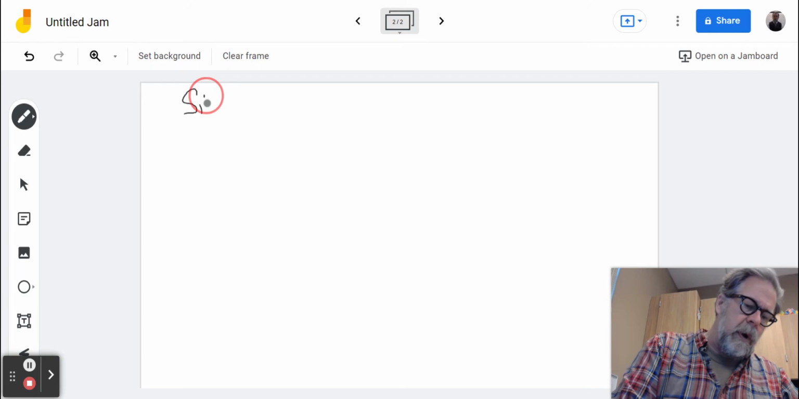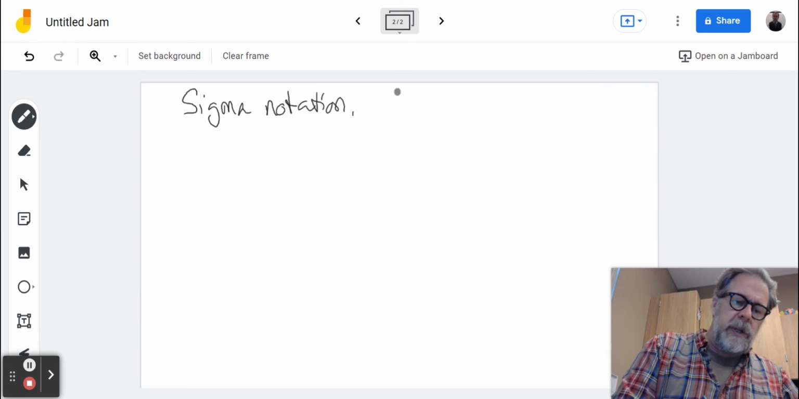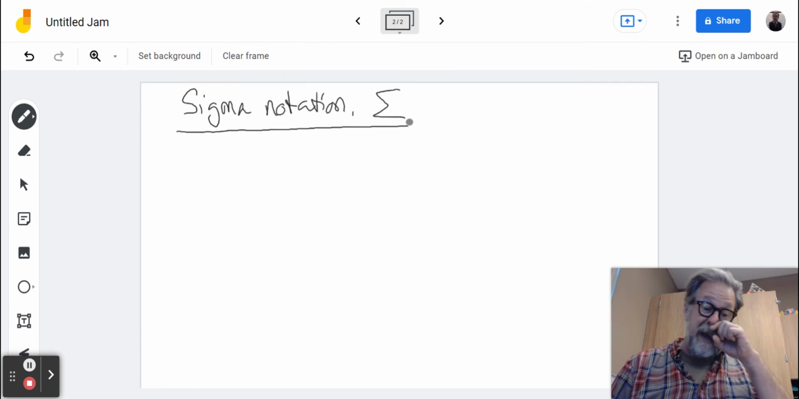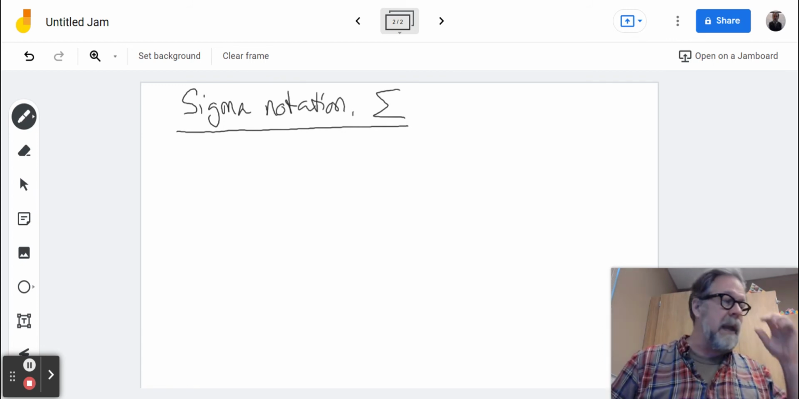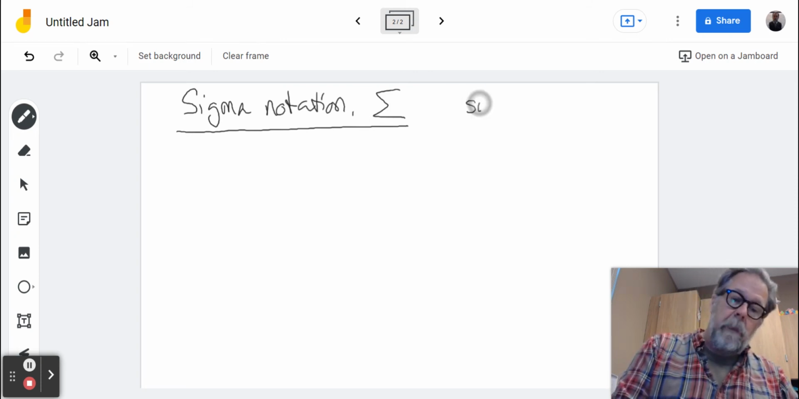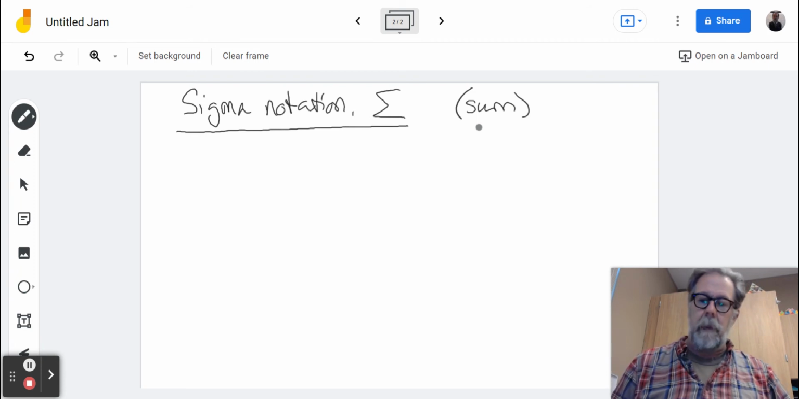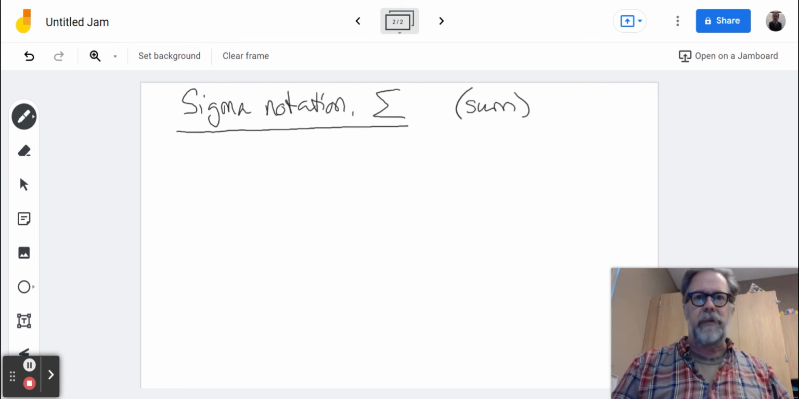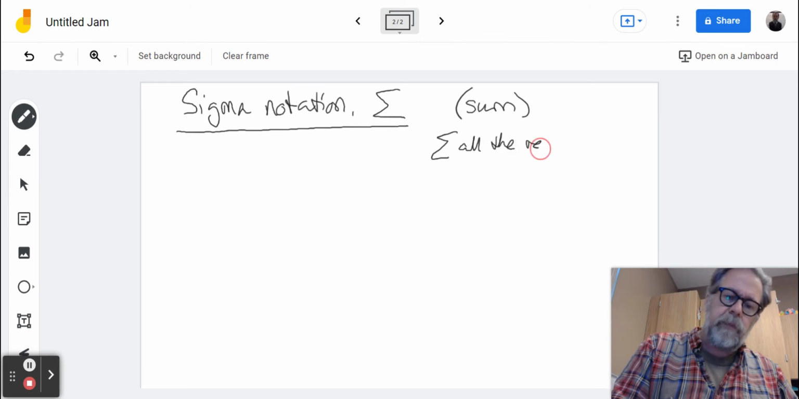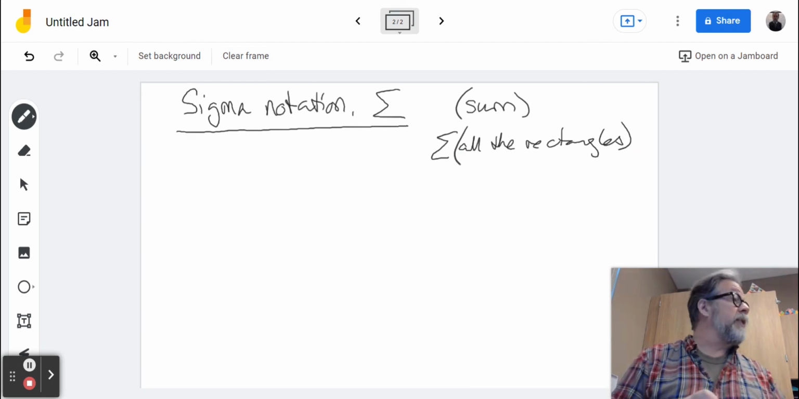So let's take a little side trip. Let's talk about something called sigma notation. Sigma is the Greek letter S. Capital sigma looks like a big spiky capital E. And it represents the sum. So if I'm adding up all of those rectangles from the previous problem, I could write it as the sum, sigma, of all the rectangles. So let's look at a little bit of notation.